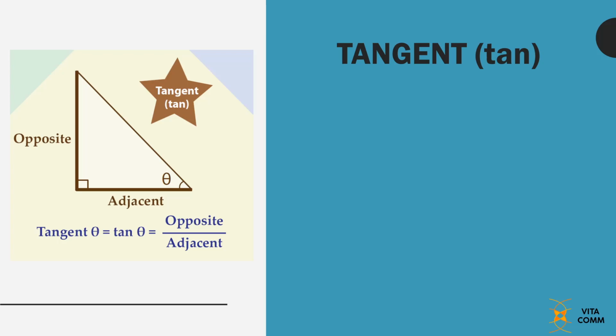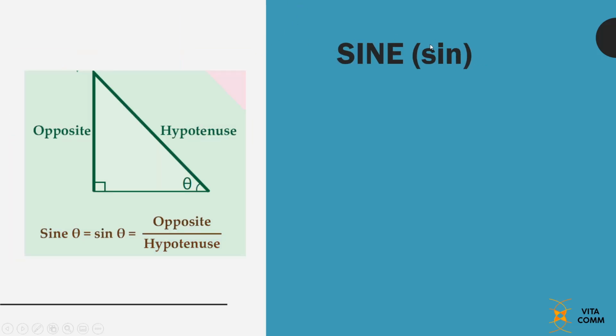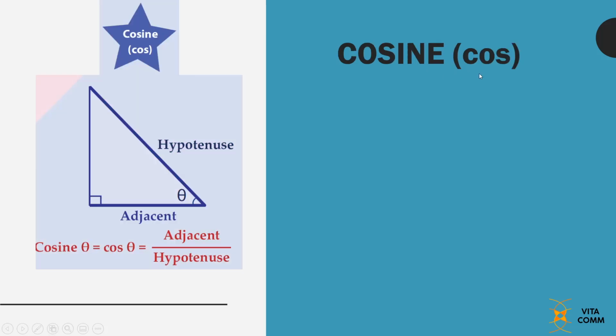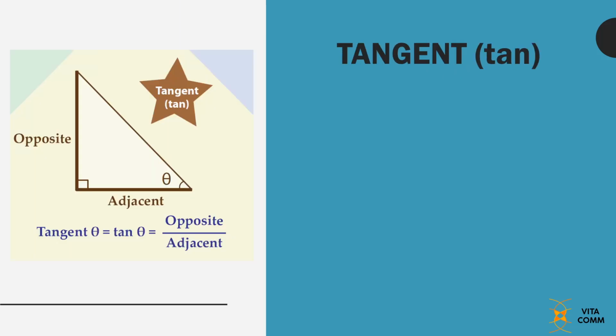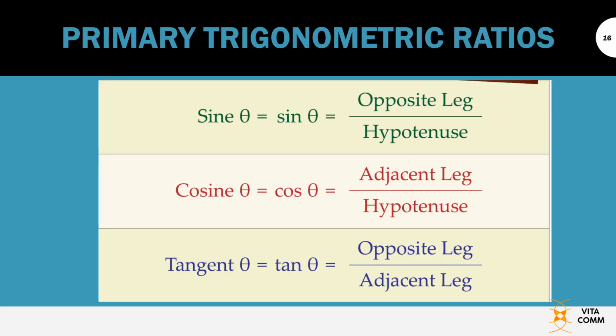On your calculators, you will be able to find these guys here, the ones that are in brackets, sine, cos, and tan. But we will talk about the use of a calculator on our next video. Okay, so here they are, all of them together. Sine equals the opposite side over the hypotenuse. Cos of an angle equals the adjacent over the hypotenuse, and tangent of an angle equals the opposite leg over the adjacent leg.